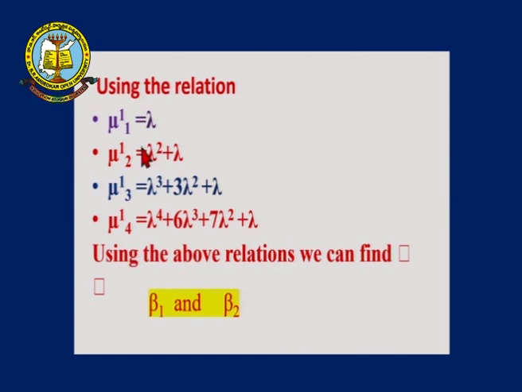Using this relation again, we can find mu 1 dash, mu 2 dash, mu 3 dash and mu 4 dash. Mu 1 dash is equal to lambda, mu 2 dash is equal to lambda square plus lambda, mu 3 dash is equal to lambda cube plus 3 lambda square plus lambda, mu 4 dash is equal to lambda power 4 plus 6 lambda cube plus 7 lambda square plus lambda. These are the relations. Using these relations we can find the beta 1 and beta 2 values.